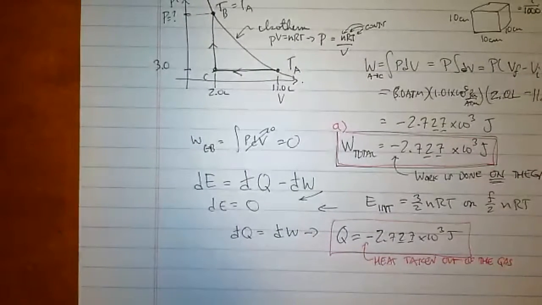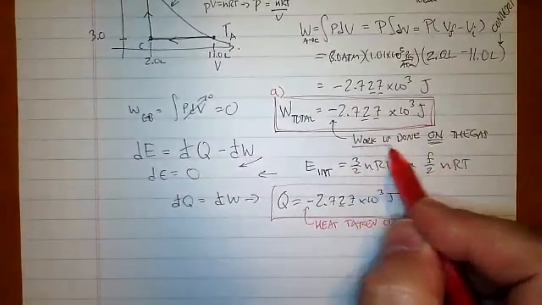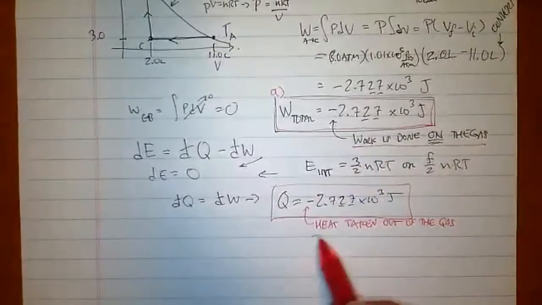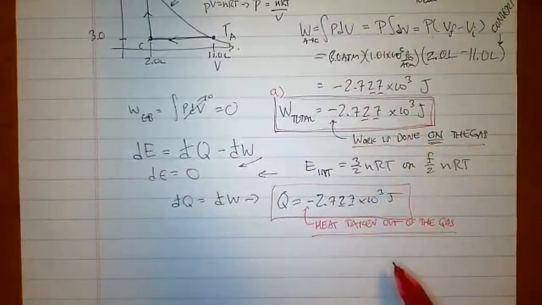Okay, because that negative indicates that. So those are 2 big things that you want to learn about the first law of thermodynamics for your physics class: a negative W means work's done on the system, and a negative Q means heat taken out of the system. So any questions on that?